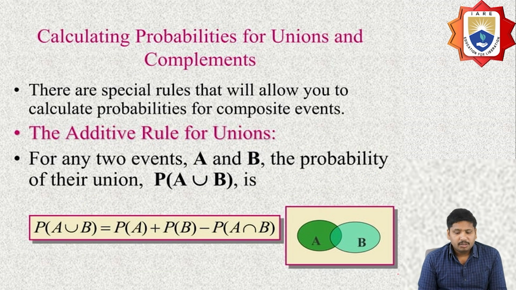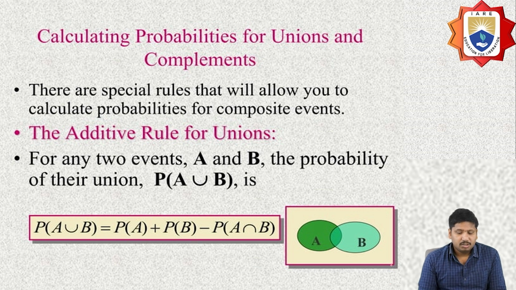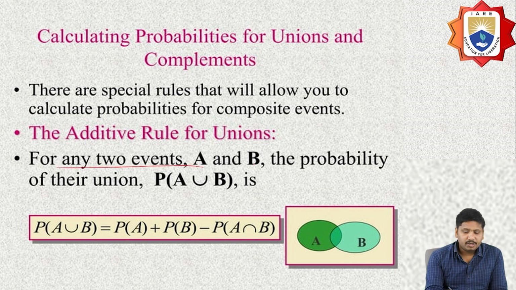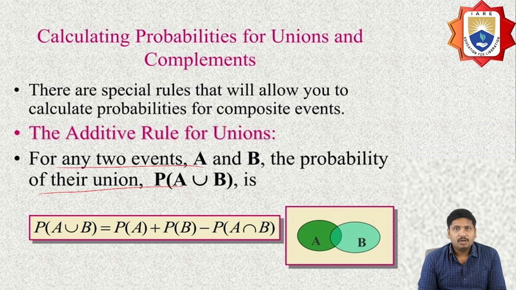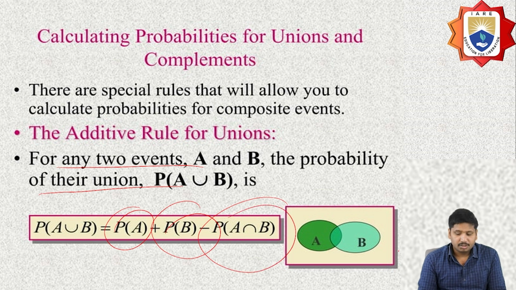Then how are we going to calculate the probability of these unions and complements? There are special rules that allow us to calculate the probability of composite events. The first one is the additive rule. For any two events A and B, the probability of A union B is the probability of A plus the probability of B minus the probability of A intersection B. This is the additive rule. By substituting the values of P(A) and P(A intersection B), you can compute the probability of A union B.